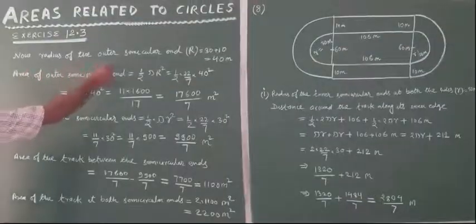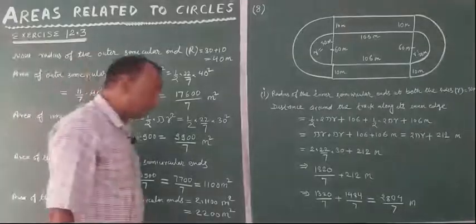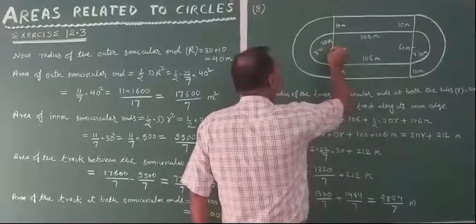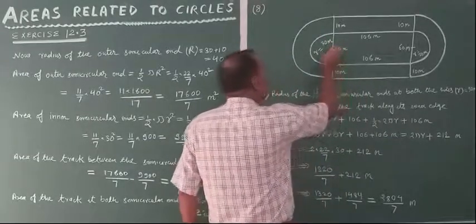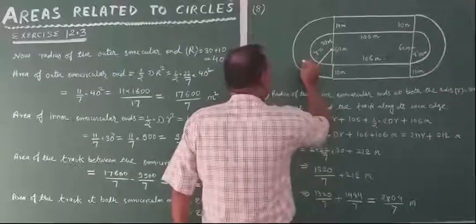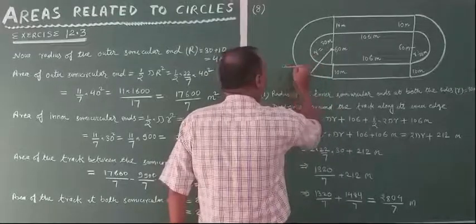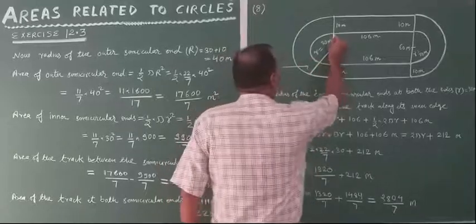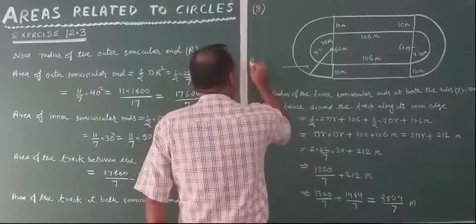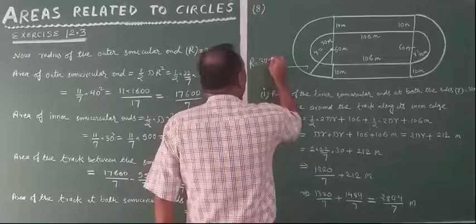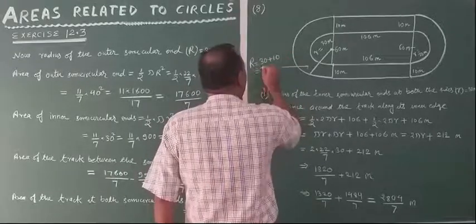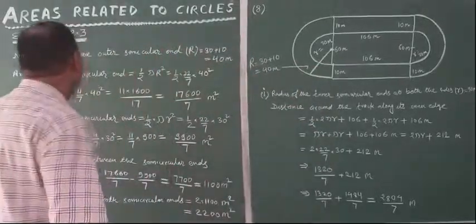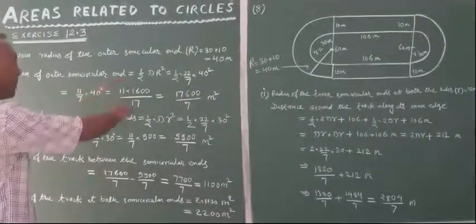Now radius of the outer semicircular end. This is the outer semicircular end from here to here. This is capital R, and this will be how much? This is 30 plus 10, that is 40 meter.